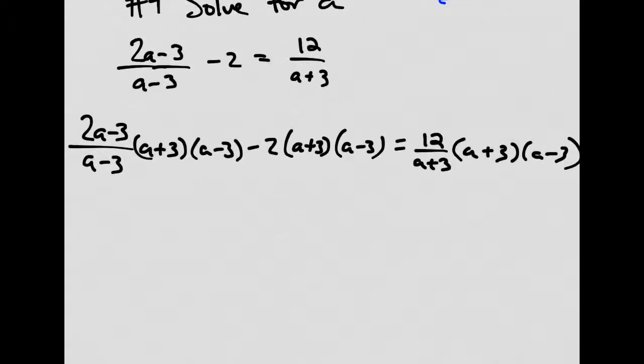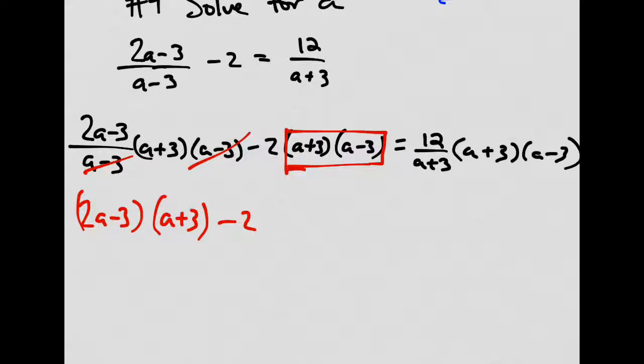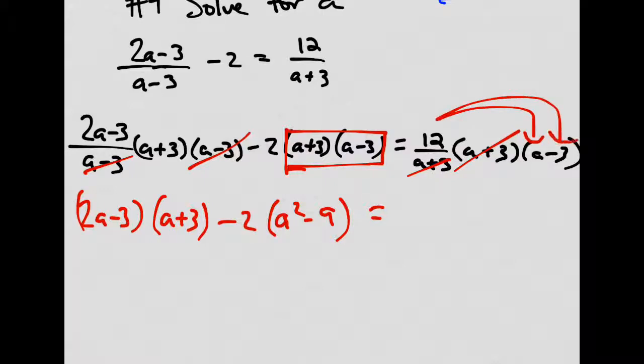Then I want to see what can cancel out. In the first one, the a minus 3's will cancel out. So I've got 2a minus 3 times a plus 3. Here I've got negative 2 times. I'm going to go ahead and pull this out because I know what it is really quick, because it's the reverse of a difference of squares. So it's going to be a squared minus 9, equals a plus 3 cancels. And I can go ahead and distribute that because it's easy. 12a minus 36.